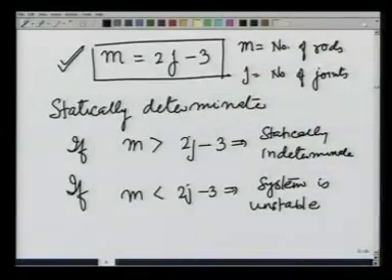So, just the right number to make it statically determinate, I need m members in a truss, with m being equal to 2j minus 3, where j is the number of joints in this. Let us understand how this condition comes about.